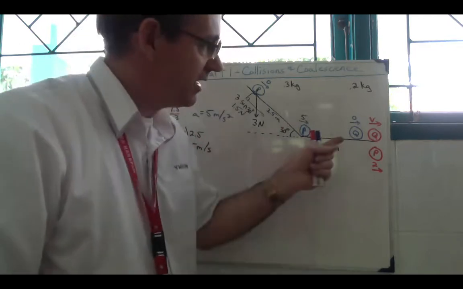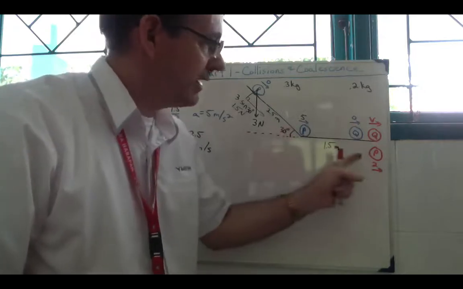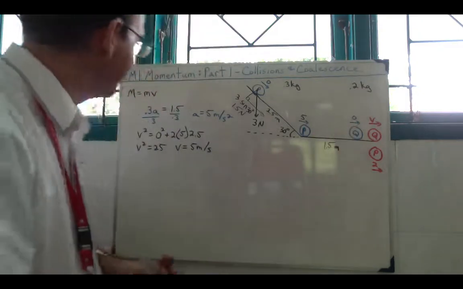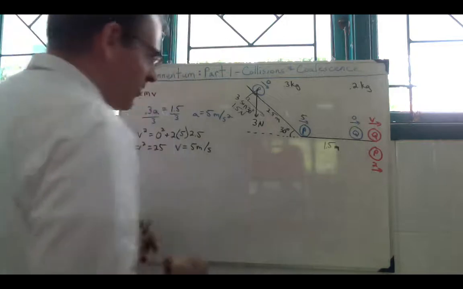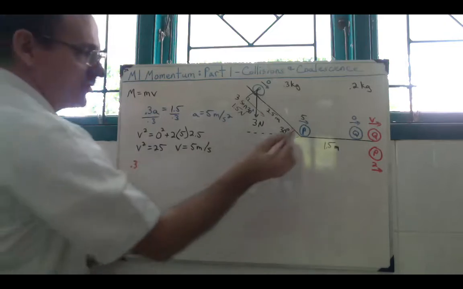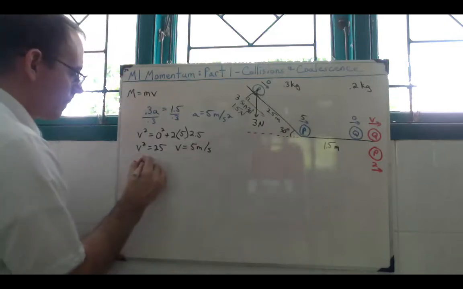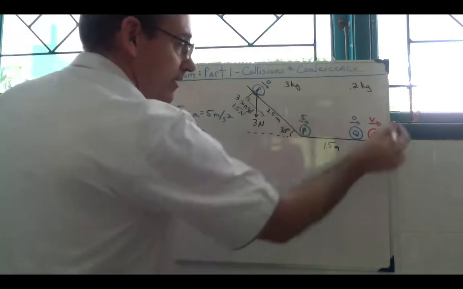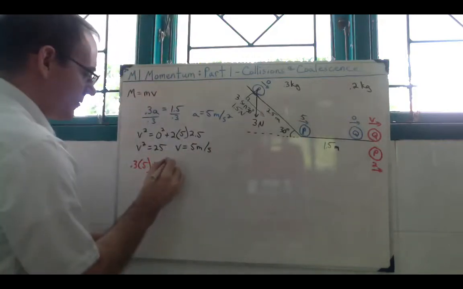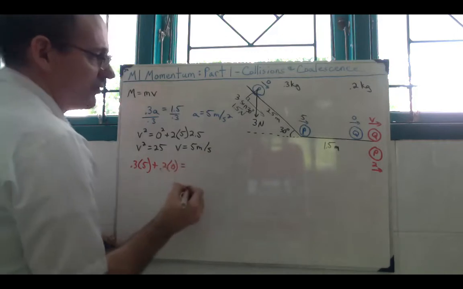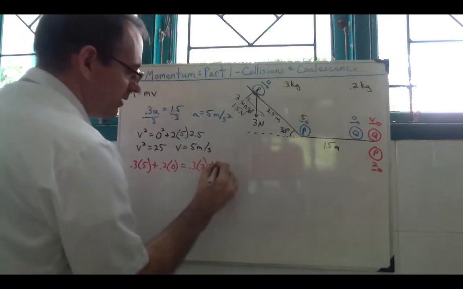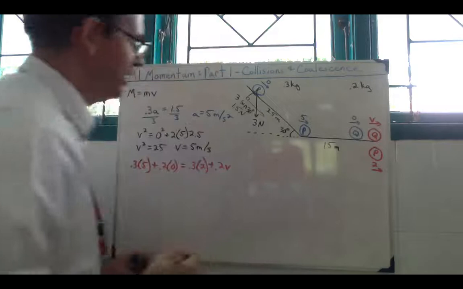Then after the collision, they continue on their way. P now is going 2 meters per second, and we want to solve for the velocity of Q. So this is where our momentum comes in. Our momentum is, again, mass 0.3 times velocity 5. This is the before, and this is the after. So plus 0.2 times 0 equals 0.3 times 2 plus 0.2 v, the velocity that we're solving for.